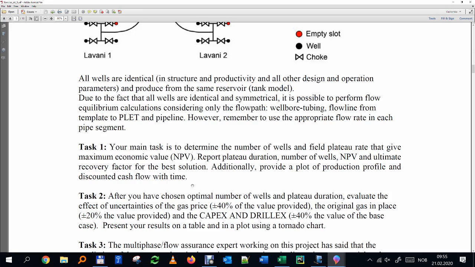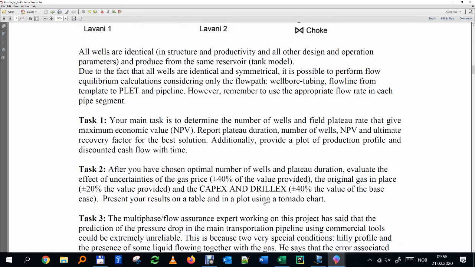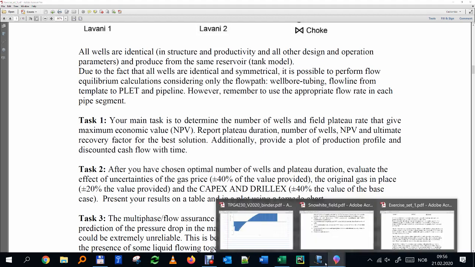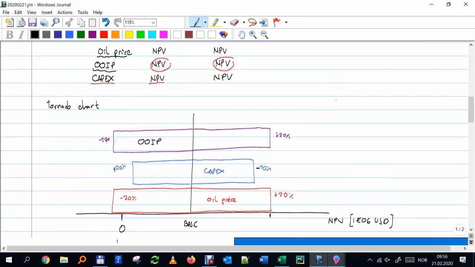Okay, and this is exactly what we discussed today, making a tornado chart. Now you want to see what are the effects if the gas price is plus minus 40%, the original gas in place is plus minus 20%, and the cost is plus minus 40%. How will that affect your result? So you have to do exactly the same that I showed here in class. Okay, you have to make this chart, this simplified approach.